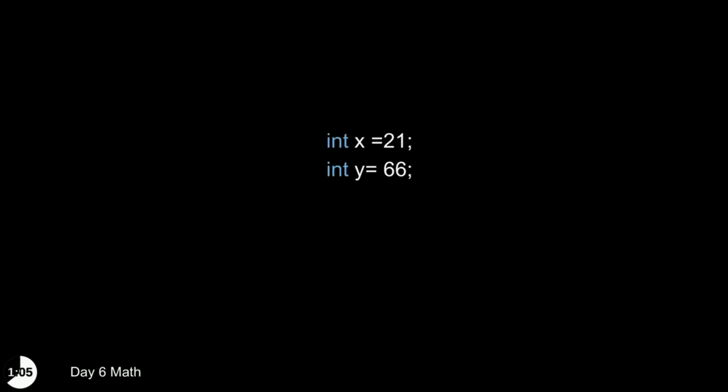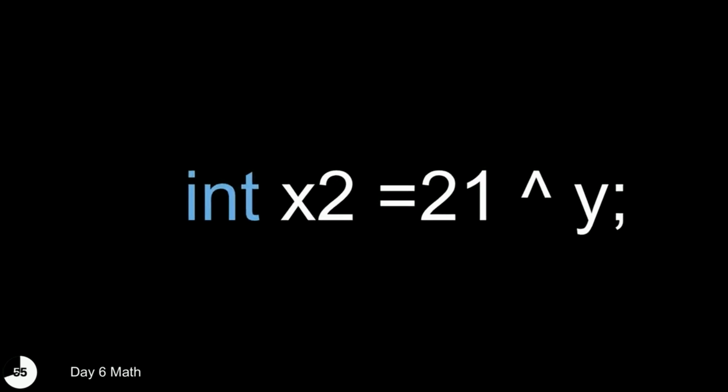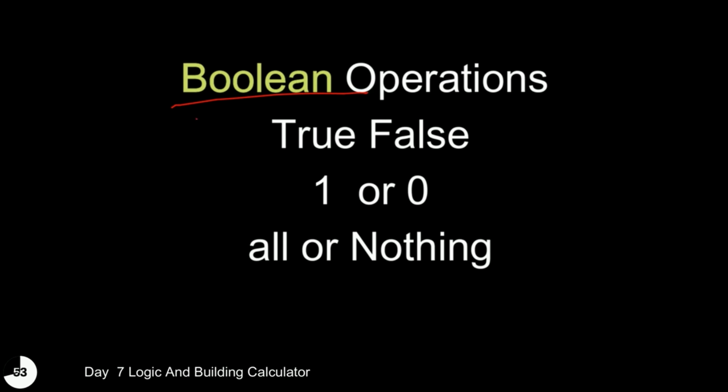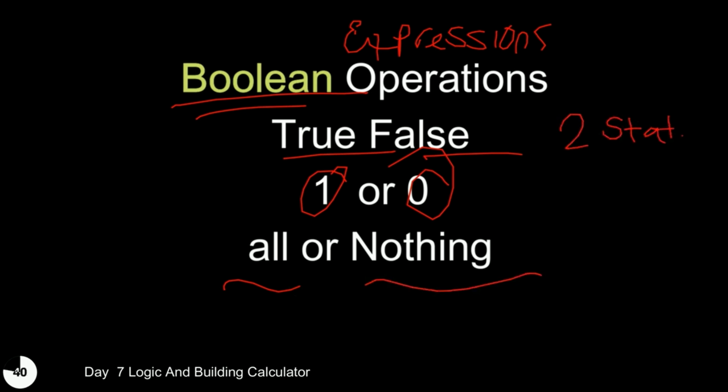In C++, we could do all the arithmetic computations like add, multiply, subtract, divide, and get modulus. In C++, there's no power operator, so we can't do this. Boolean operators is the last thing we're going to focus on in this video. Boolean expressions are 2-state operations. That means true or false, 1 or 0, all or nothing. We are looking at 2 things happening here.